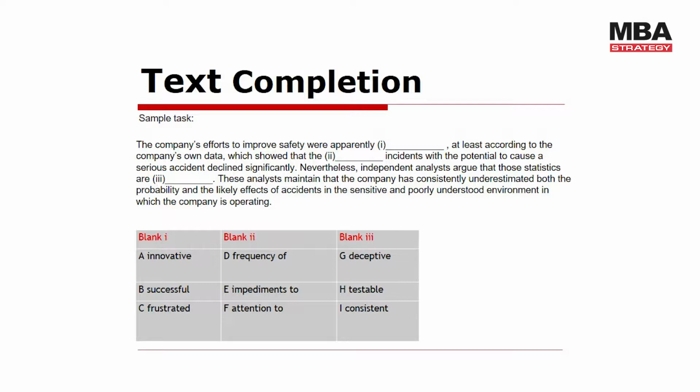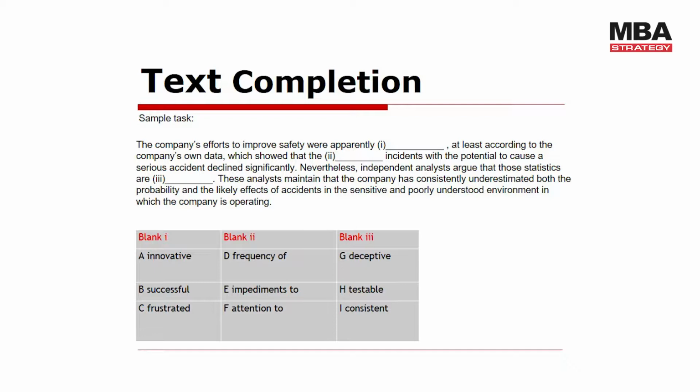The company's efforts to improve safety were apparently, well, if the contradictory statement is that they were unsuccessful, here it should probably be successful, or some of its synonyms. And the third one is easy when we know the other two, so here should be something like the number of incidents declined. Well, let's check the answer choices and look if we were correct.